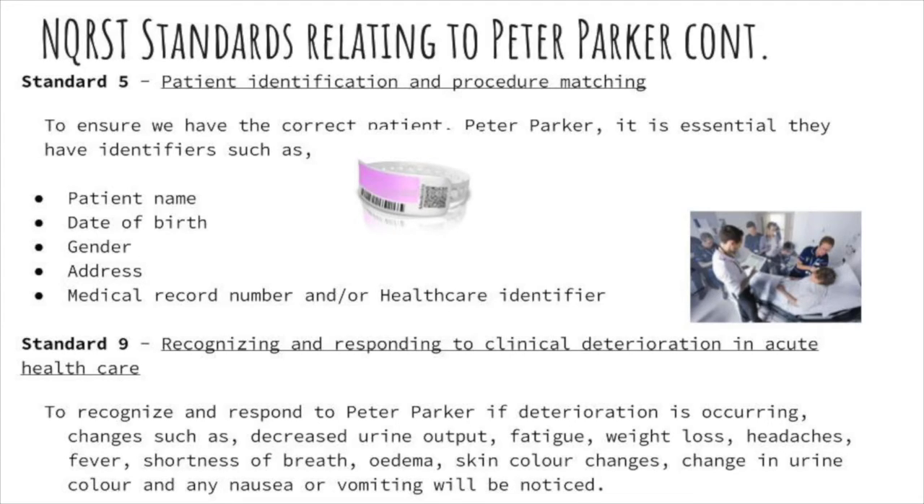To identify and respond to Peter Parker if deterioration is occurring, changes such as decreased urine output, fatigue, weight loss, headaches, fever, shortness of breath, edema, skin colour changes, change in urine colour, and any nausea or vomiting will be noticed. Any changes not recognised in our patient could lead to continued growth and can lead to urinary obstruction, chronic infection, destruction of the kidneys, and chronic kidney disease, which can progress to renal failure.